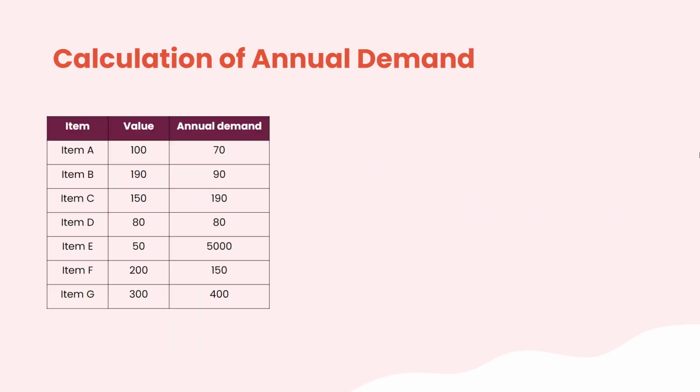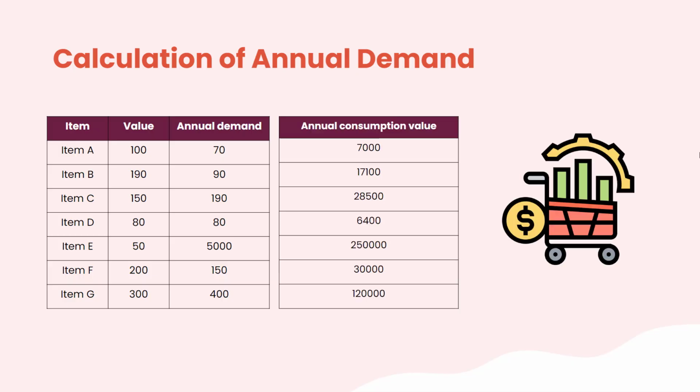Example: you have 7 items, item A, B, C, D, E, F, G with the given value and annual demand. Their annual consumption value will be their unit cost or value multiplied by their annual demand. Hence, item A has an annual consumption value of 7,000, which is the multiplication of 70 and 100.